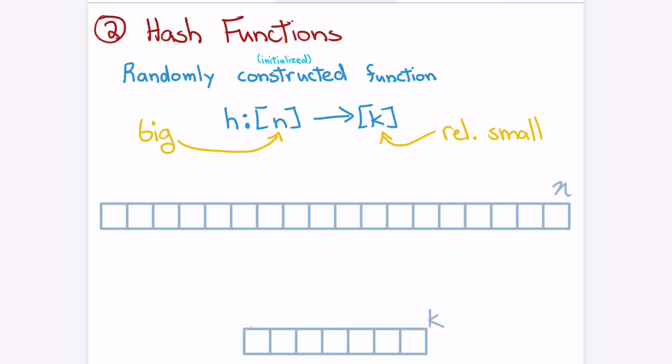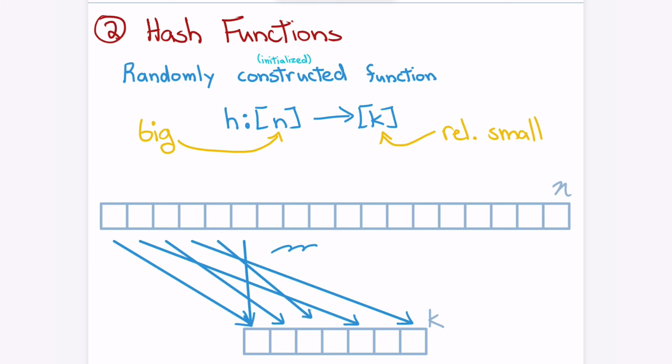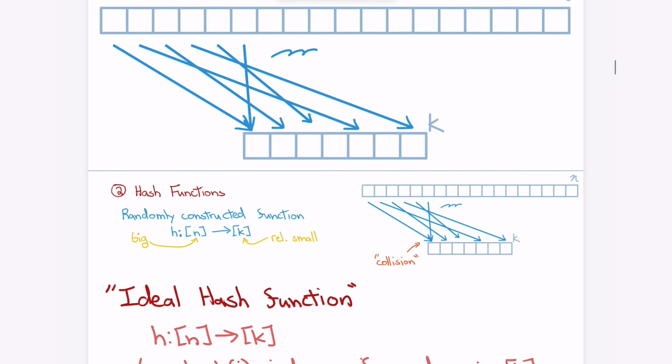You have this big set of possibilities n, a smaller set of outputs k. And what you want is for your function to map from n to k. In principle, you want the destinations to all look pretty random. Any particular slot up here, you're hoping can land in any particular slot down here. So that's the high level idea.